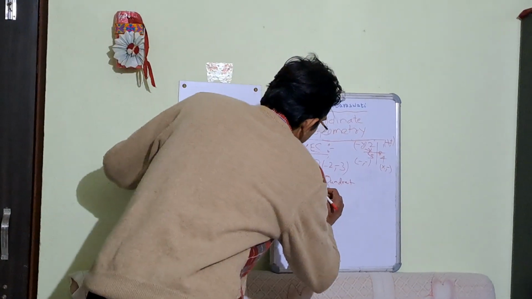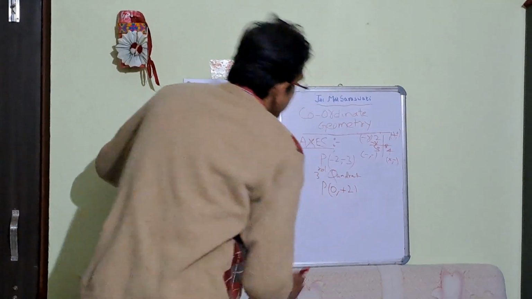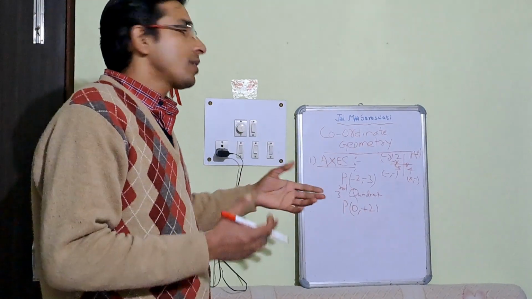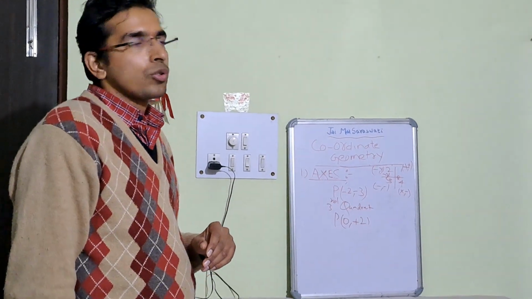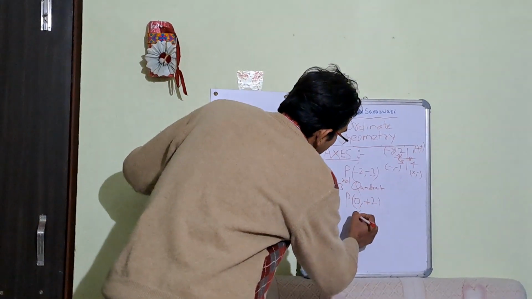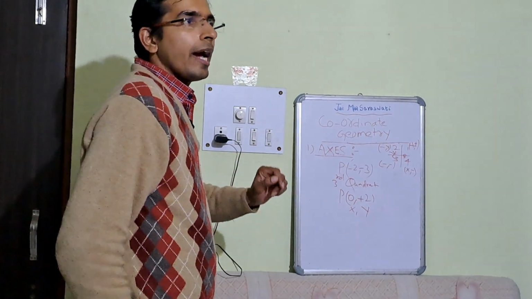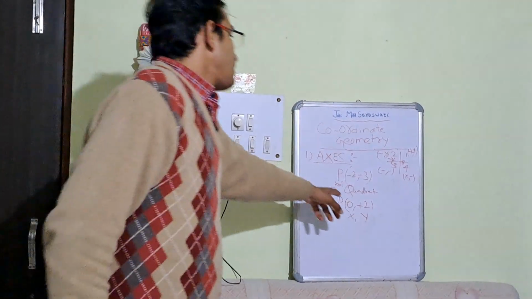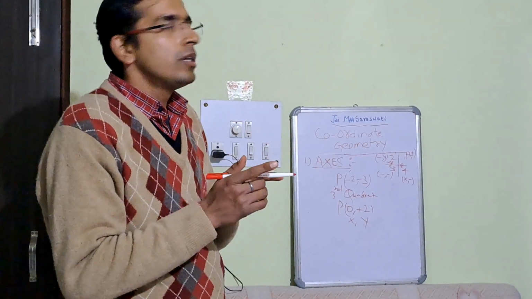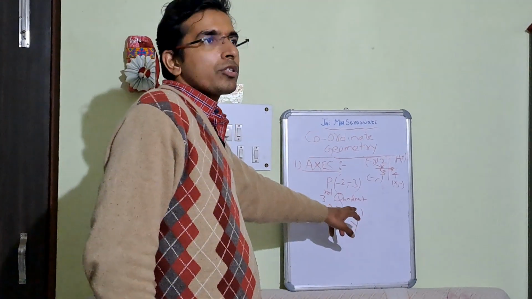Suppose P is given as 0, plus 2. Suppose this question comes in the exam: on which quadrant will this particular point lie? In this case, we will apply the concept which we had used earlier. The x value is 0 and the y value is plus 2. As we had already discussed, if such a question comes, where one value is 0 and the other value is numerical, here the y value is plus 2, x value is 0.